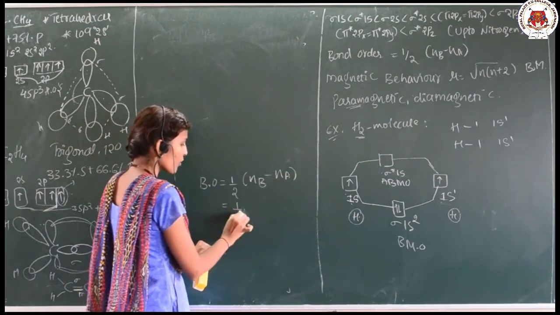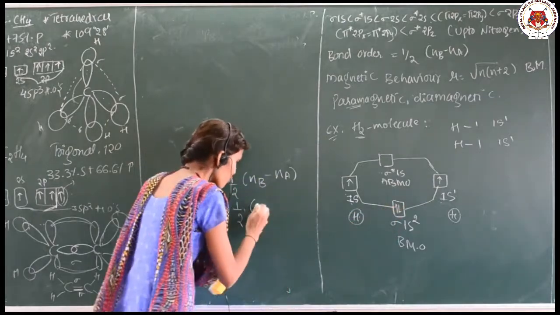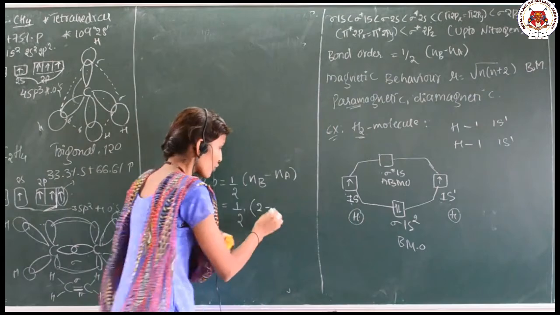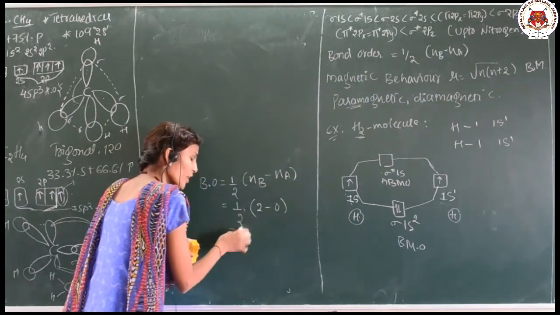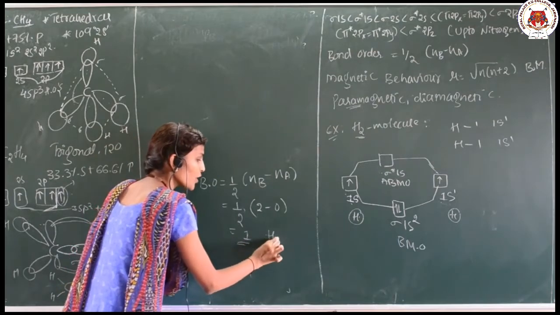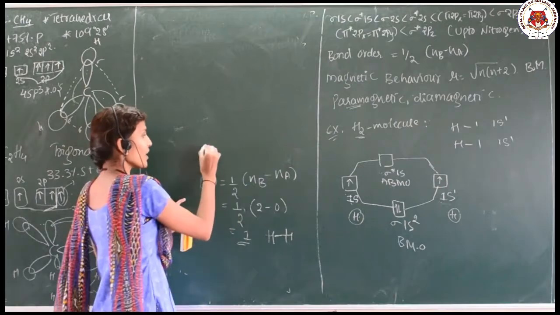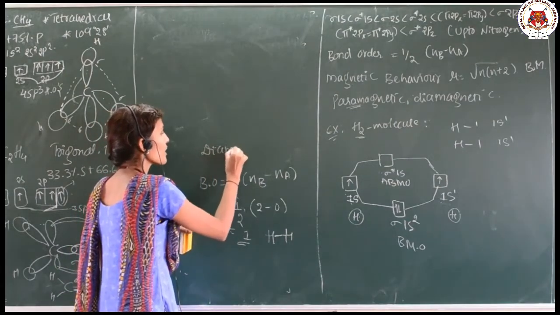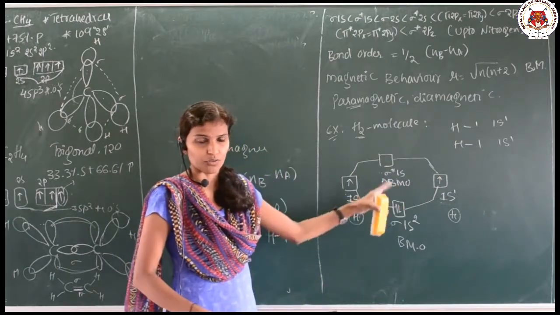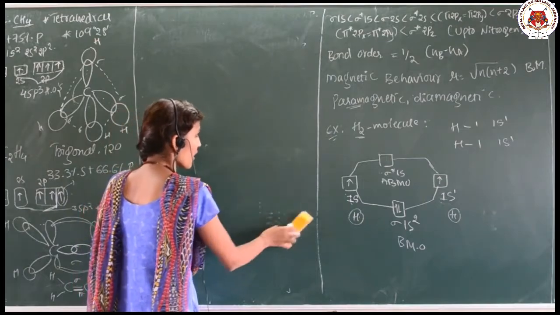So, 1 by 2, number of electrons in the bonding orbital, how many? 2, minus the number of electrons in anti-bonding, there is nothing, so it is 0. It means 2 by 2, that is 1. It indicates what? Between the 2 hydrogens, only a single bond is there, bond order is 1, and it is diamagnetic. How am I telling it is diamagnetic? Because there is no unpaired electron, so we can say that it is diamagnetic.